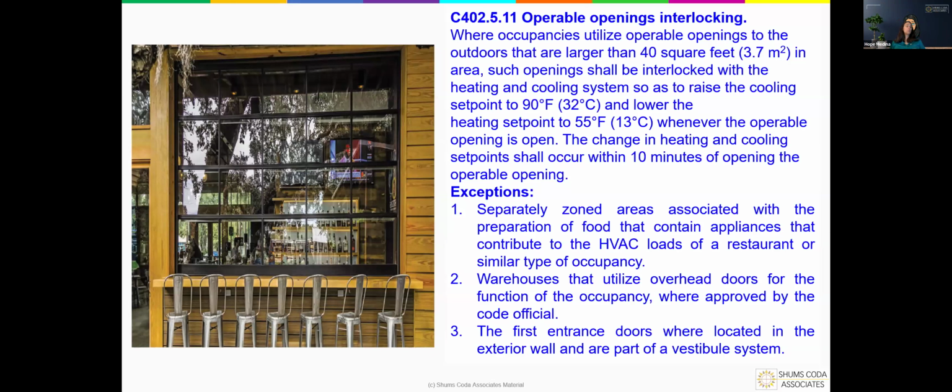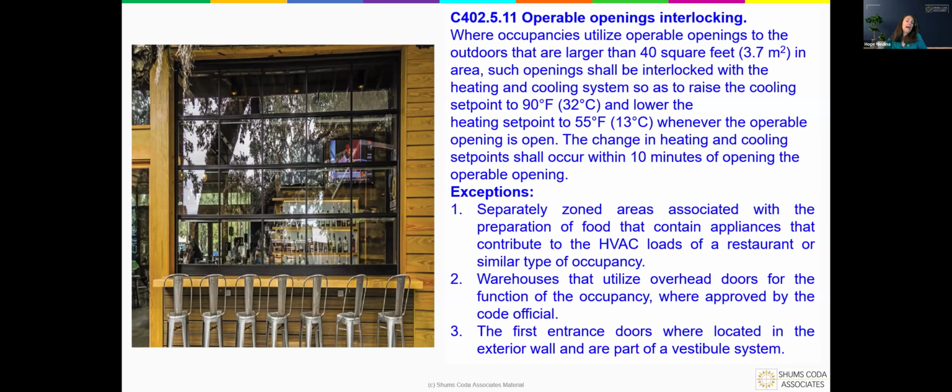Now, there are some exceptions, one being that first entrance door when you're walking through in a vestibule system, because sometimes those doors, people are coming in and out, and it might be 10 minutes before it registers it. So that is exempt. The other one is, because this is pretty applicable and utilized in bars and restaurants, the areas that are zoned separately, and those zones are associated with the heating and cooling for where food is being prepped, those can be exempt from the set points. We don't want to kill off the cook, right?